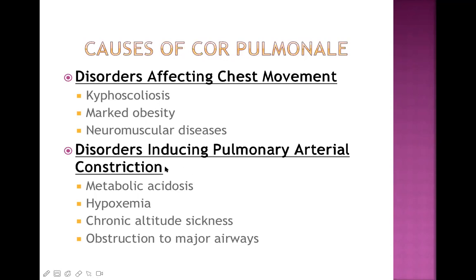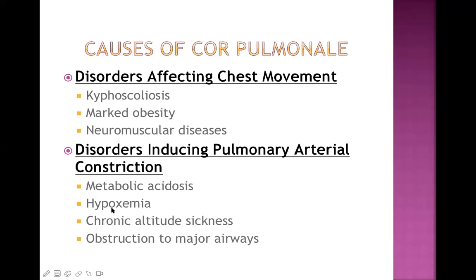Now another one, disorders inducing pulmonary arterial constriction. What are those? Metabolic acidosis. Definition wise, metabolic acidosis means pH is low, bicarbonate level is also low, and carbon dioxide level may be normal or slightly low. There is no connection with carbon dioxide level in the metabolic acidosis definition. We are concerned only with pH and bicarbonate.